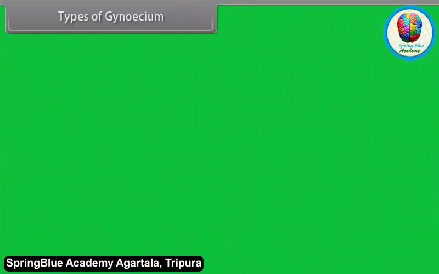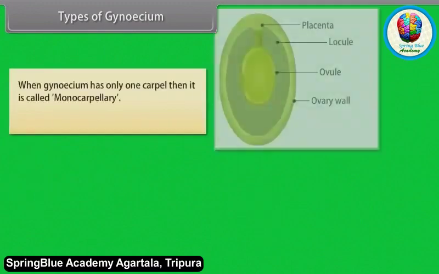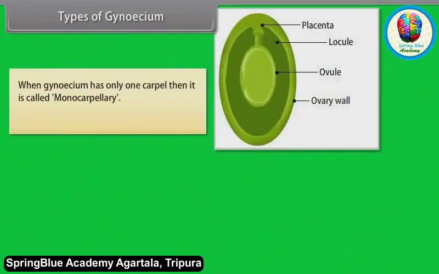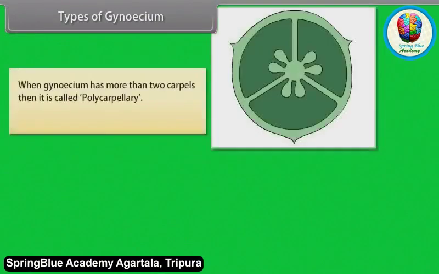Types of gynoecium. Depending on the number of carpels present, gynoecium is of three types: monocarpellary, bicarpellary, polycarpellary. When gynoecium has only one carpel, then it is called monocarpellary. Example: pea, Leguminosae. When gynoecium has two carpels, then it is called bicarpellary. Example: Solanaceae, Cruciferae. When gynoecium has more than two carpels, then it is called polycarpellary. Example: Malvaceae.